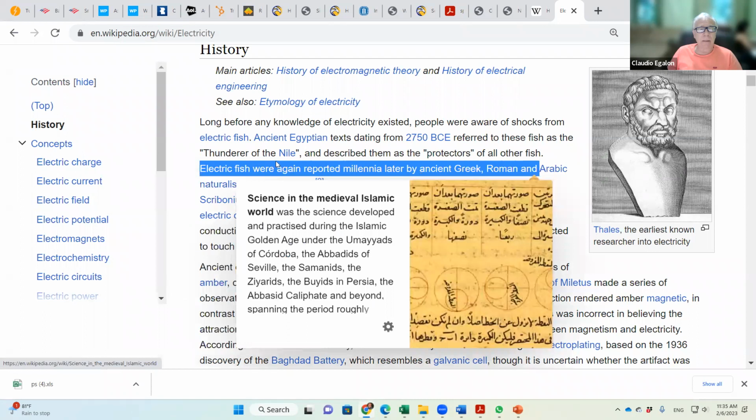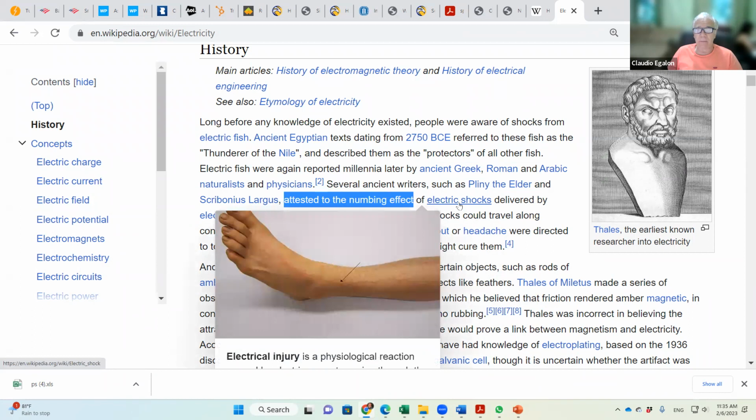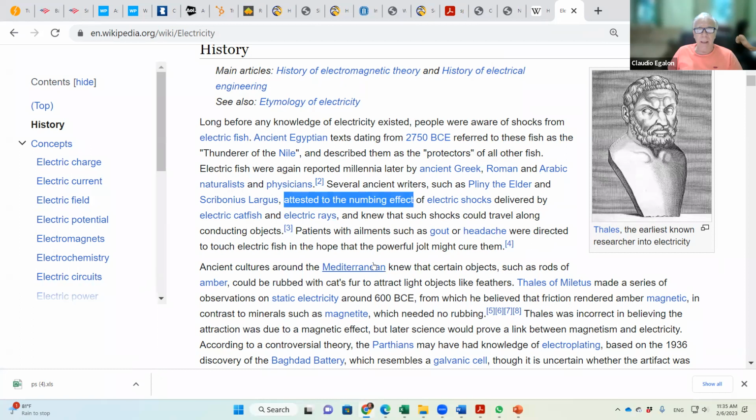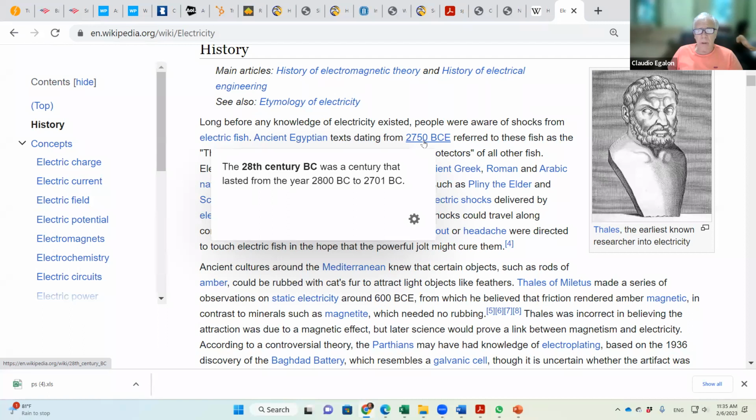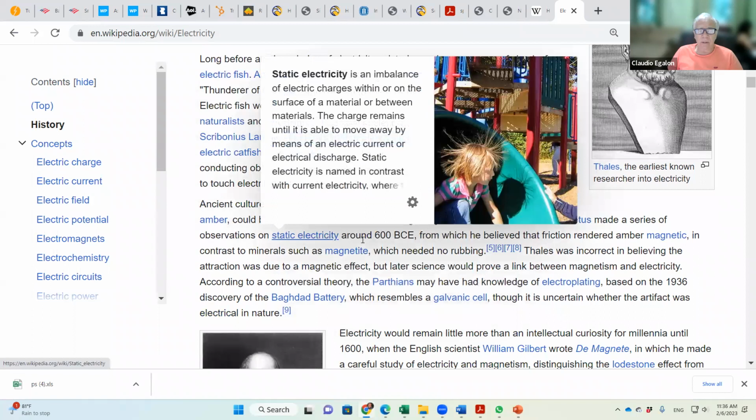Several ancient writers, such as Pliny the Elder and Scribonius Largus, attested to the numbing effect of electric shocks delivered by electric catfish and electric rays as well, and knew that such shocks could travel along conducting objects, okay? So it's not just during the classical period, but it was much longer ago. It just happened that it was during the classical period that they started to make sense of what that phenomenon was all about, okay? Thales of Miletus made a series of observations on static electricity around 600 BCE.